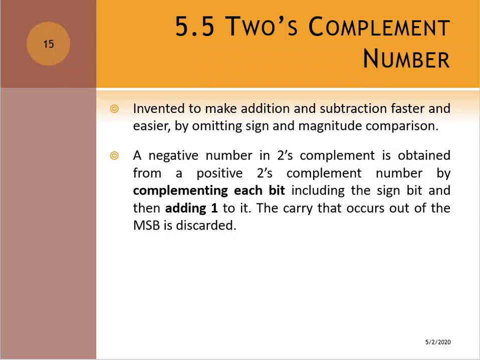Next is the two's complement number. We settled the first approach just now, sign magnitude. This one is the two's complement number. Two's complement was invented to make addition and subtraction faster and easier by omitting sign and magnitude comparison. A negative number in two's complement is obtained from a positive two's complement number by complementing each bit, including the sign bit, and then adding 1 to it. The carry that occurs out of the MSB, the most significant bit, is discarded.